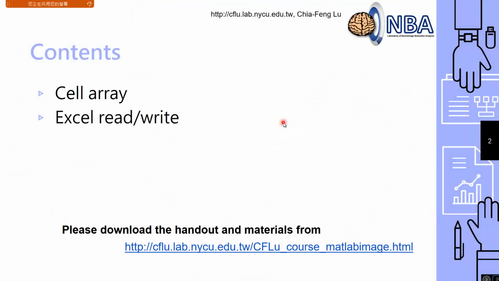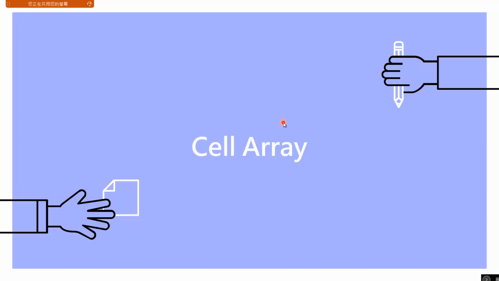So again, if you didn't download all the materials and handouts today, just visit my website. You can find everything you need. And please turn on your Matlab and switch the current directory to the MI materials underline L6, okay? We are going to use them later. So let's start the very first part, the cell array.